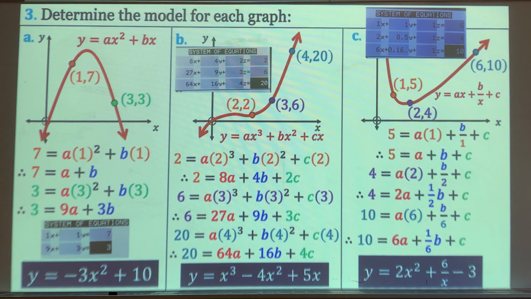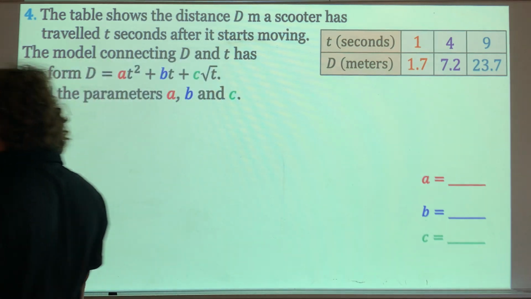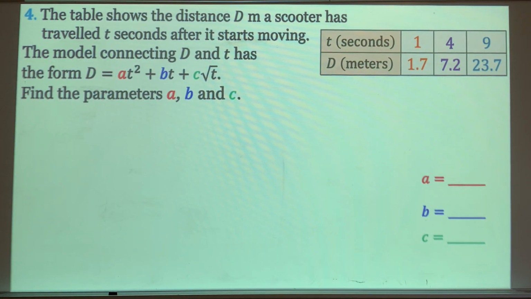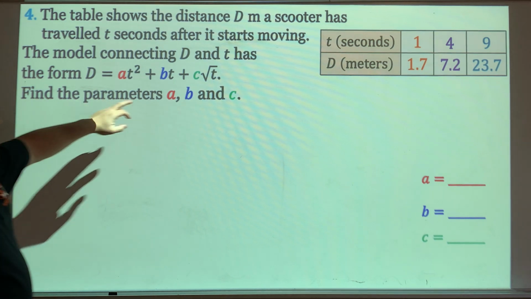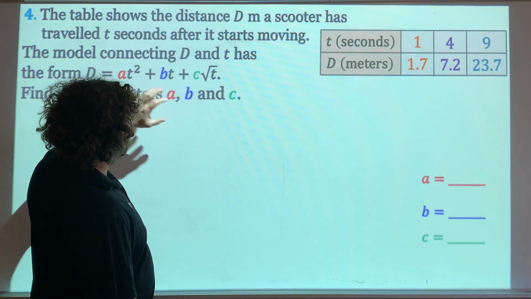All right? 4. The table shows the distance, d meters, a scooter has traveled t seconds after it starts moving. The model connecting d and t has the form d equals at squared plus bt plus c radical t. I hope I said t's. Find the parameters a, b, and c, the coefficients a, b, c. You're just finding what a, b, and c are.